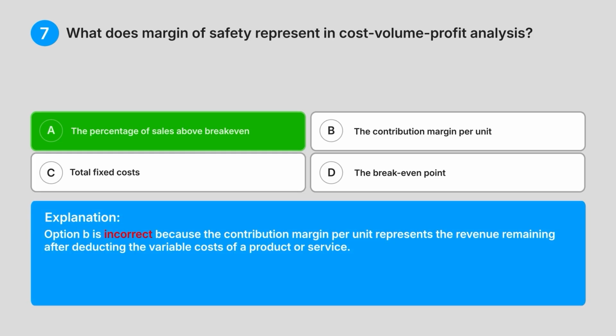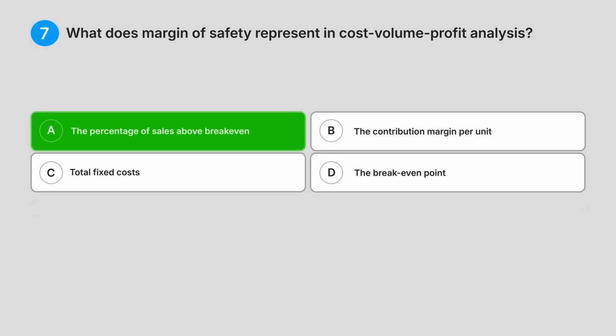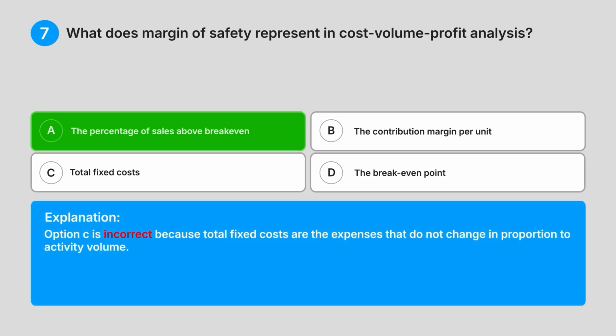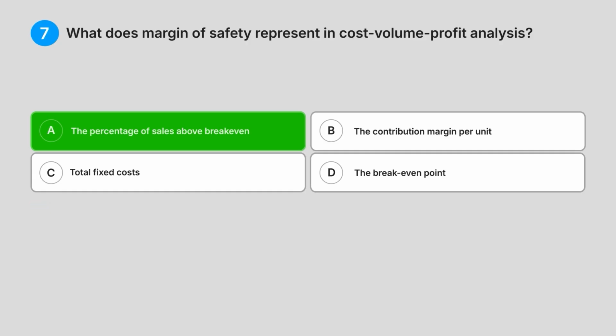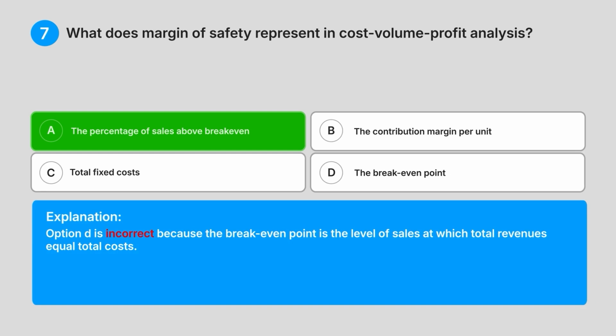Option B is incorrect because the contribution margin per unit represents the revenue remaining after deducting the variable costs of a product or service. Option C is incorrect because total fixed costs are the expenses that do not change in proportion to activity volume. Option D is incorrect because the break-even point is the level of sales at which total revenues equal total costs.